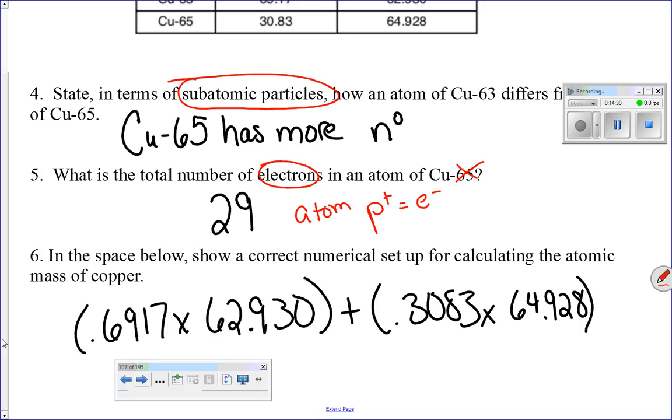And then last but not least, remember you're using these full masses given to you on the table, and you changed your percentages into decimals.